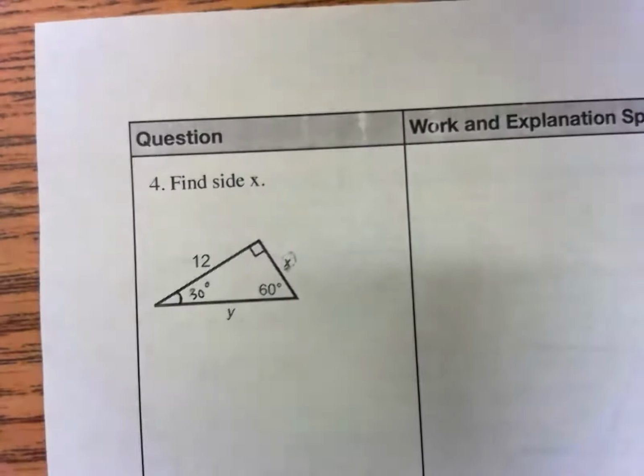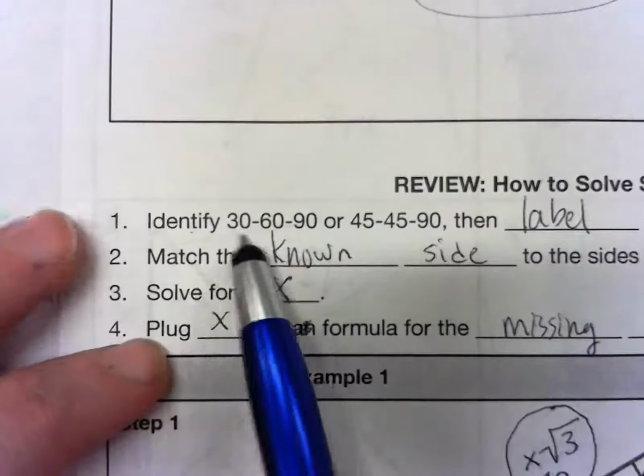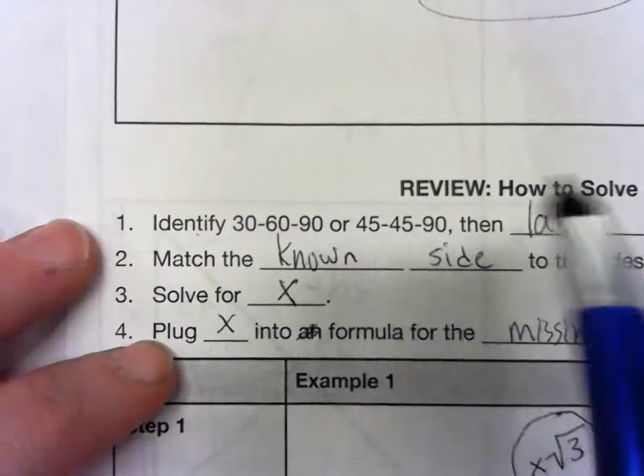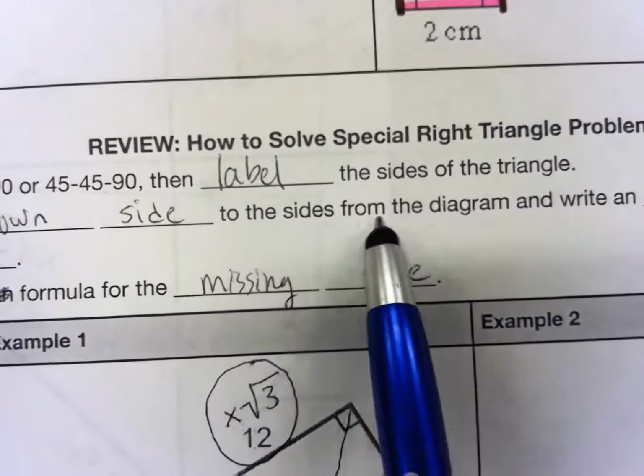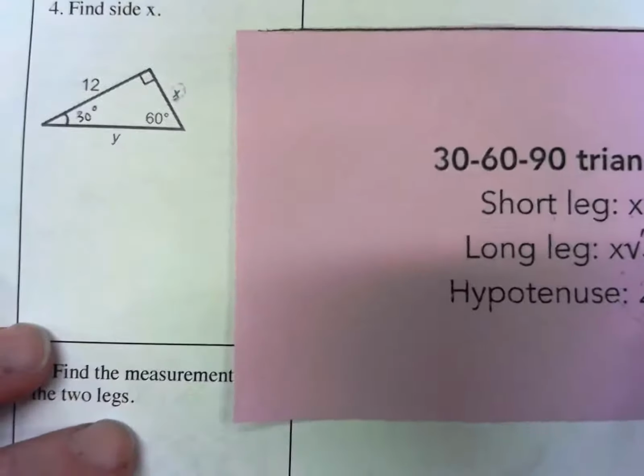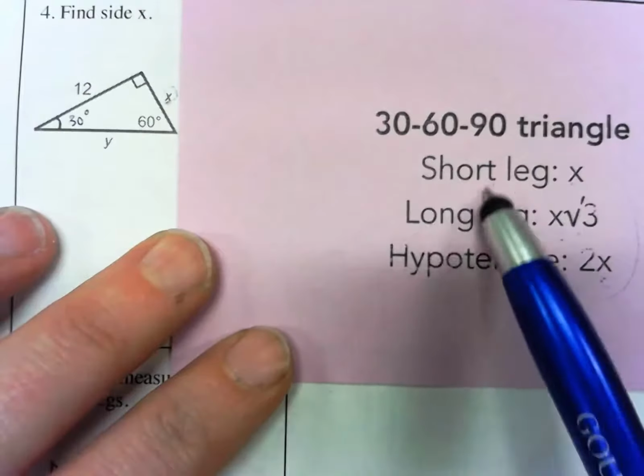So I'm going to take out my notes paper. And we can see that step number 1 says identify 30, 60, 90 or 45, 45, 90. Well, we already did that. It's a 30, 60, 90. And then it says label the sides of the triangle. So with my 30, 60, 90 card, I can now go and label each of these.